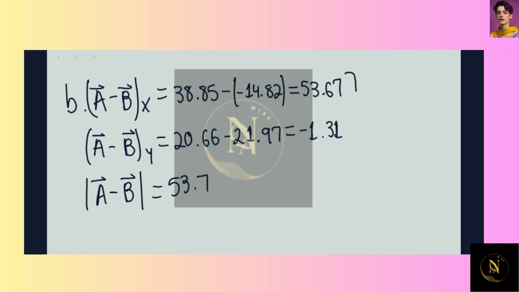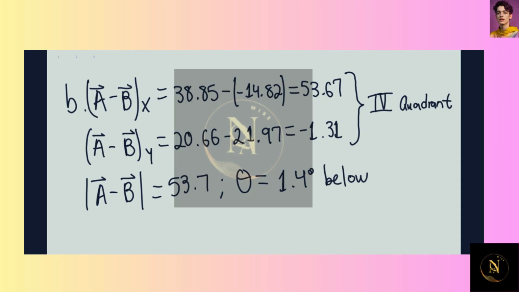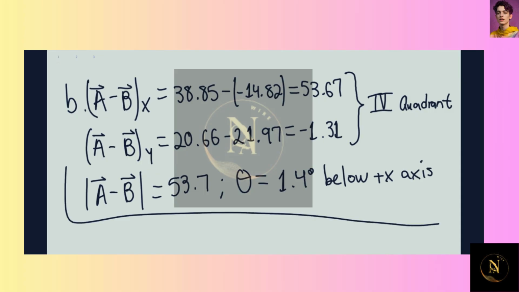However, this right here is in the fourth quadrant because now we have a positive x but a negative y. So if this is in the fourth quadrant, the angle here would then be 1.4 degrees below the positive x-axis. So that would give us the direction and the magnitude.